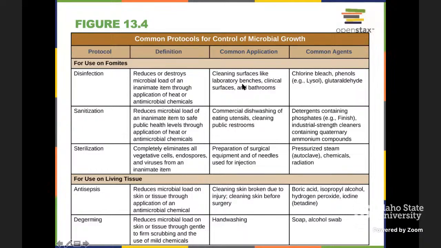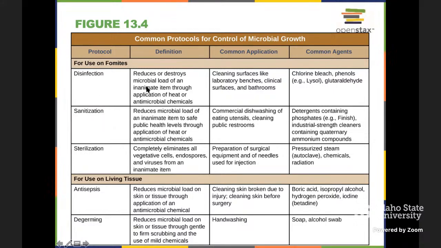So as I said, the lab bench, clinical surfaces, bathrooms, chlorine, bleach, and phenols are agents that are typically utilized. Lysol is a disinfectant, and glutaraldehyde. All of these are agents that could be applied, and then given a small amount of time, we would say it's been disinfected. So definitely some differences here between sterilization and disinfection and sanitization.